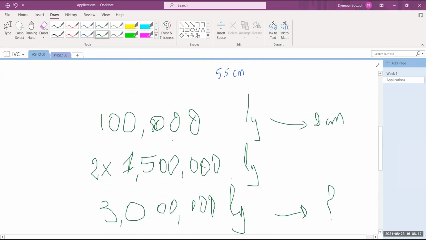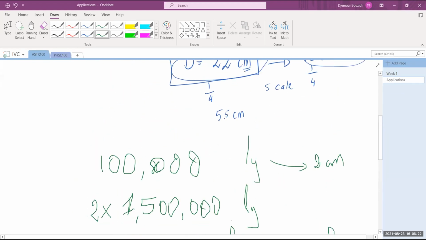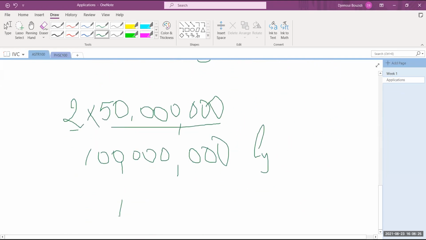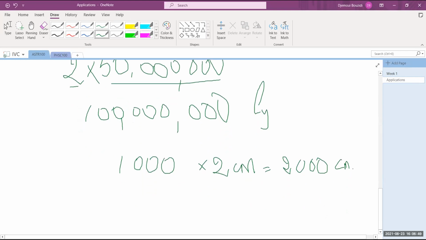So the local supercluster versus the galaxy, which is 100,000: 100 million divided by 100,000 is going to be 1,000. So it's going to be 1,000 times bigger than the galaxy. And the galaxy is only 2 centimeters. So 1,000 times 2 centimeters gives me 2,000 centimeters. Because 100 centimeters is a meter, it's about 20 meters.